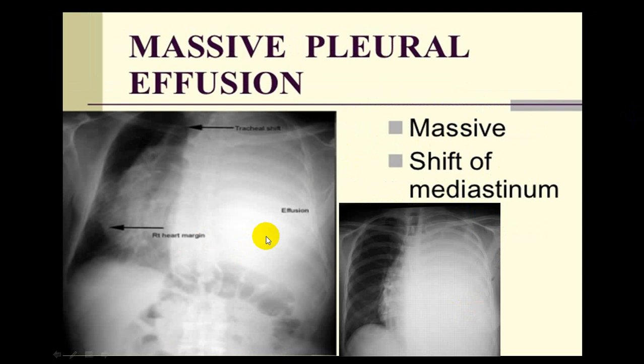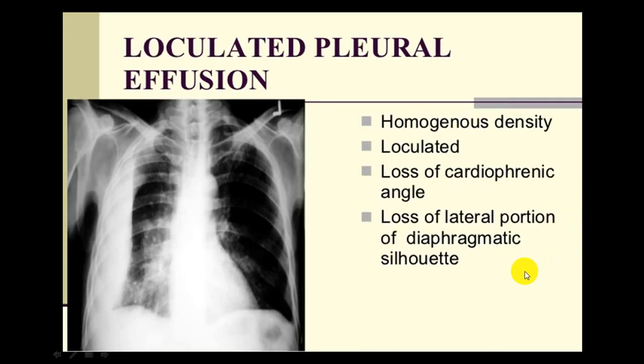Meniscus, and it is a homogeneous density. Is that clear? You can see a clear-cut shift of mediastinum to the opposite side. Trachea is shifted to the opposite side. Can you see that? Mediastinum is shifted. Homogeneous density. Here, because this complete hemithorax is filled with fluid, you cannot see even that meniscus sign. So, this is massive pleural effusion.